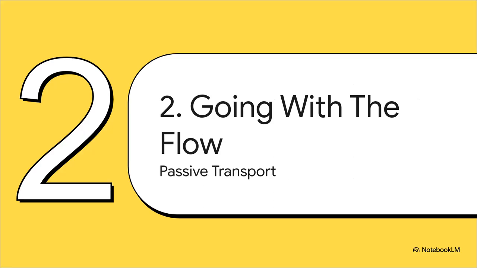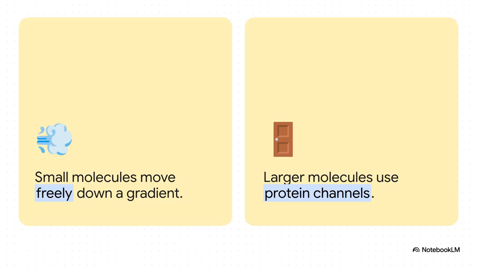Which brings us to section 2, going with the flow. So things do need to pass through eventually. And sometimes a cell gets really lucky and substances can cross the secure border without the cell spending a single drop of its own energy. We call this passive transport, and it basically has two main VIP lanes.